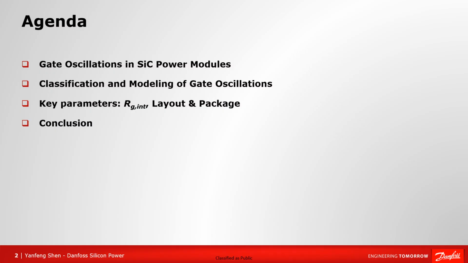Here's the agenda of my presentation. First, I will introduce the gate oscillation issue by showing a failure example of a silicon carbide power module caused by excessive gate oscillations. Then I will talk about the classification and the modeling of gate oscillations. After that, I will show you how to express these gate oscillations by design. Finally, I will summarize this presentation.